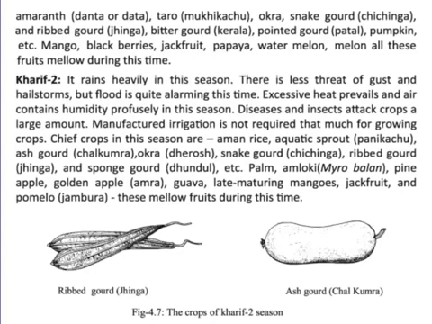The seed crops in the season are aman rice, aquatic sprout, panikochu, and ash gourd. That means chalkumra, okra, dharosh, snake gourd, sisinga, ridge gourd, zinga, and sponge gourd, etc. And fruits like amloki, we will say gooseberry, pineapple, golden apple, amra, guava, late maturing mangoes, jackfruit, pomelo, and jambura ripen during the season. In Kharif 2 we will see this type of hot temperature crops.